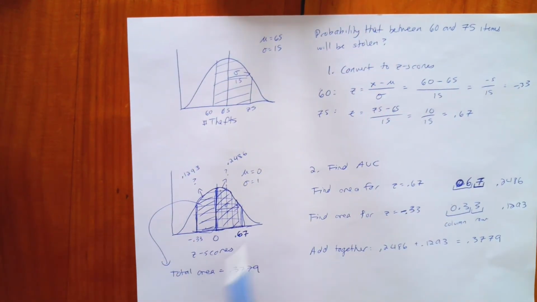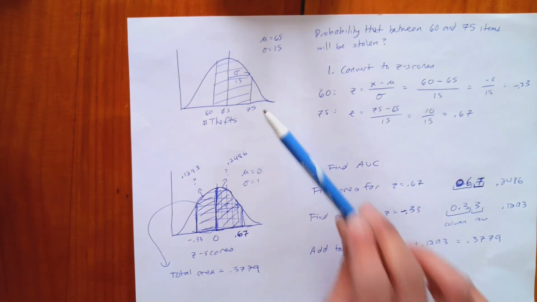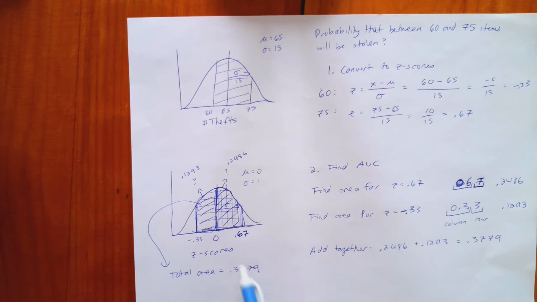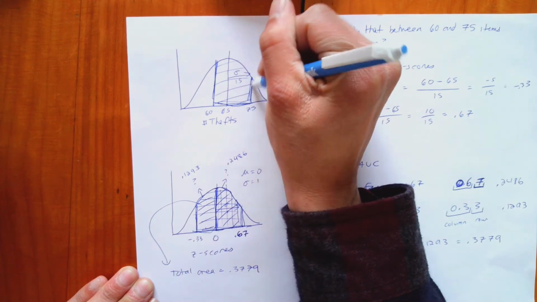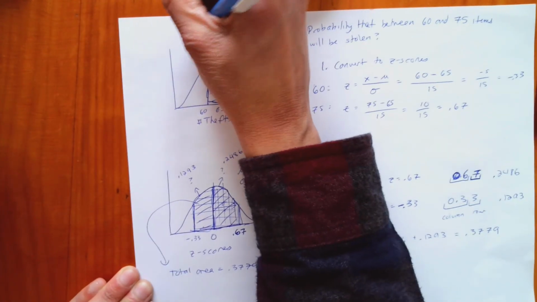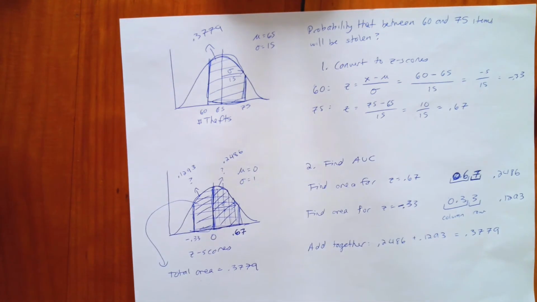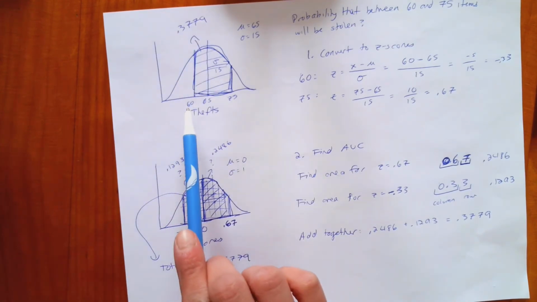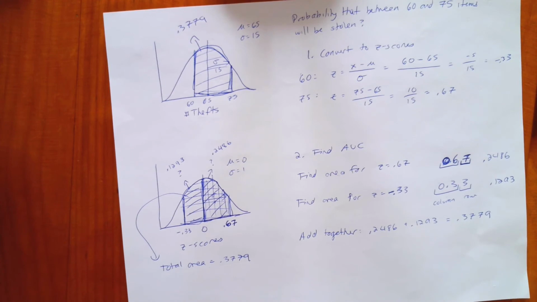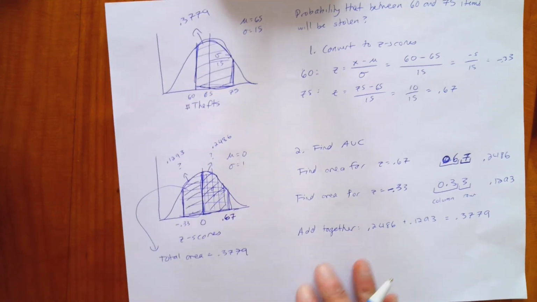Well, we know that our standard normal distribution is the exact same shape as our normal distribution that we're working with here, and that the only thing that's different is that we change the units on the bottom. This means that our total area on this normal distribution is also equal to 0.3779. And once we know the area under the curve between two values, we know the probability. So if there's an area under the curve of 0.3779 between 60 and 75, it means that we have a probability of 0.3779, or 37.79%, of getting a value between 60 and 75.